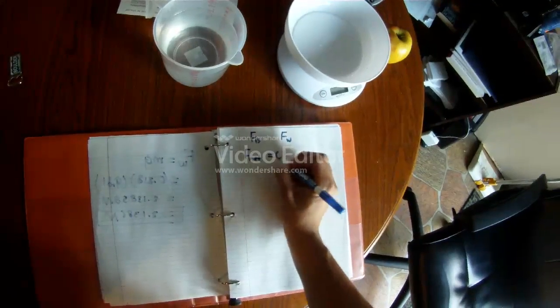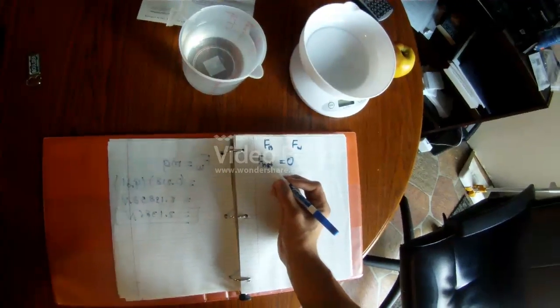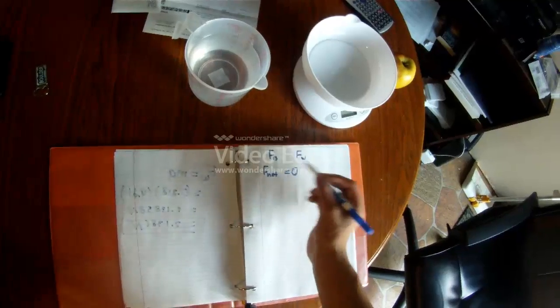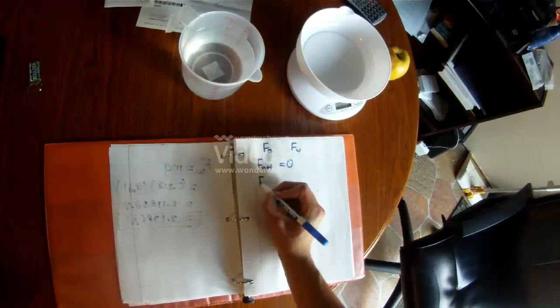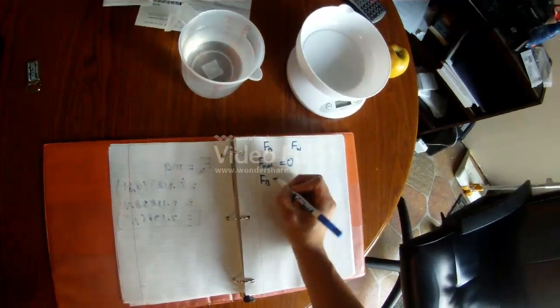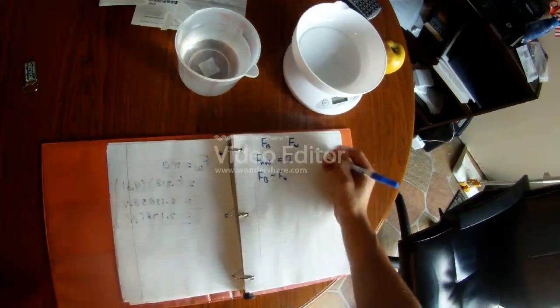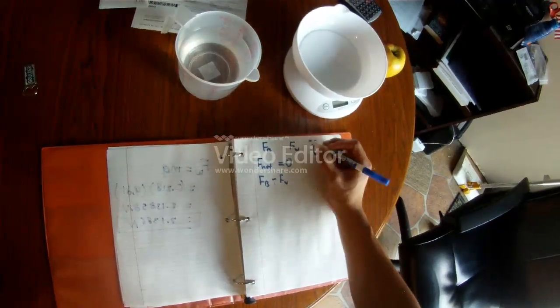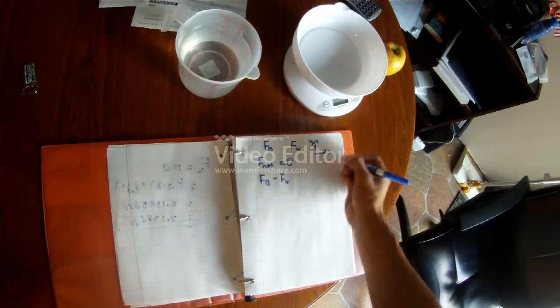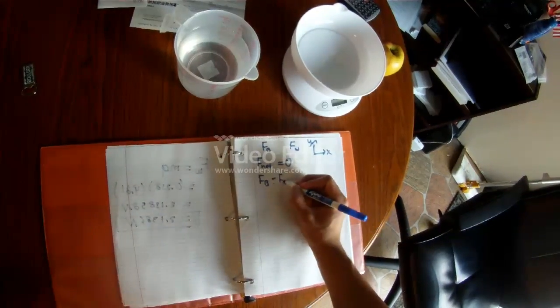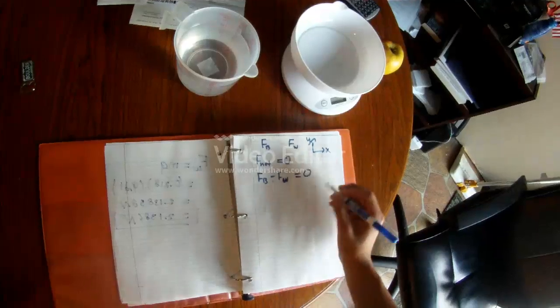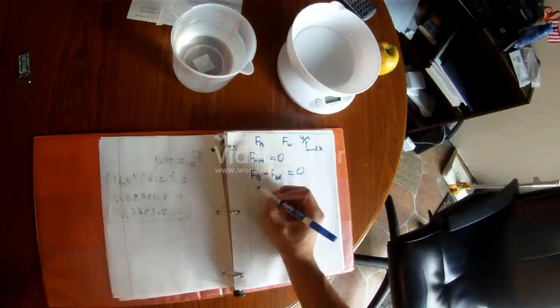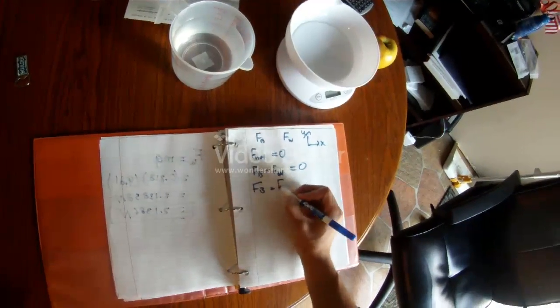F net is equal to 0, right? So what are the forces present? You have the buoyancy force upward, and the weight force downward. Negative is because we chose upwards to be positive, and this is equal to 0 because there is no acceleration. So FB is equal to FW.